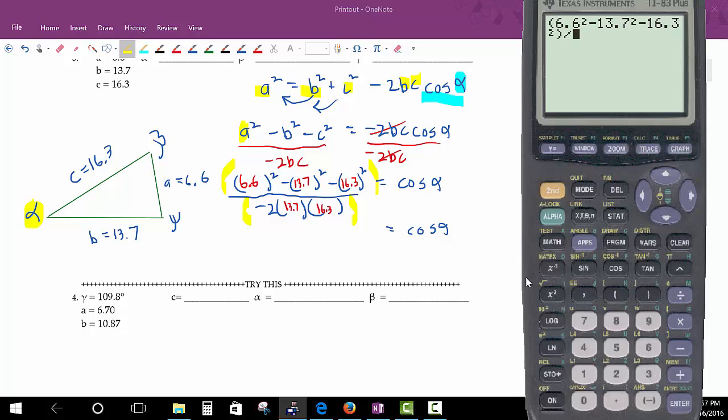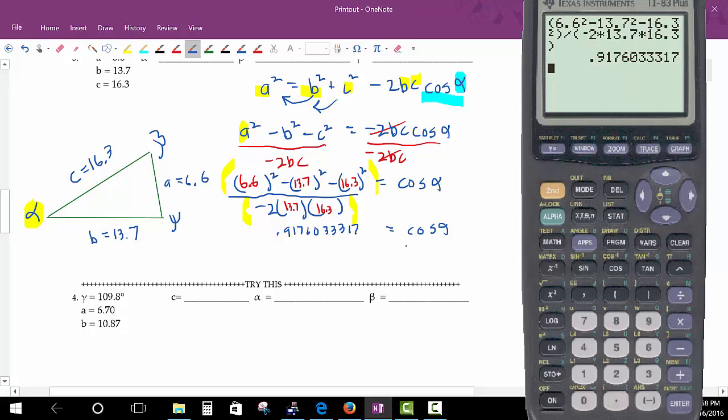Now divide by, then you must have a new set of parentheses here. I see students make that mistake a lot. Then it's going to be negative 2 times 13.7 times 16.3. And now what this calculator is going to do is it's going to do the numerator, then it's going to do the denominator and divide the 2. Okay, so we'll just write down what we have left over. So that is calculating as 0.917603317. And then alpha is going to be found by doing the inverse cosine of that value.